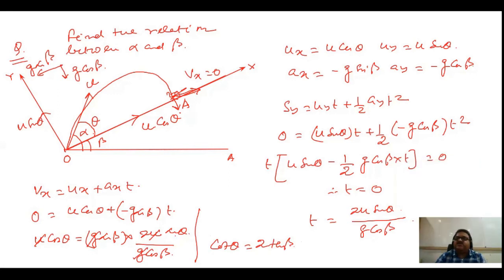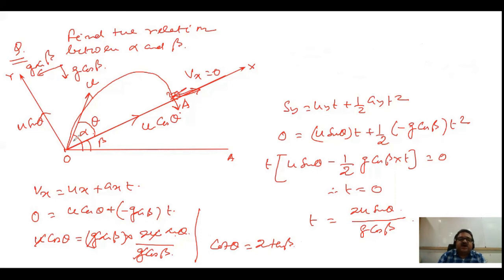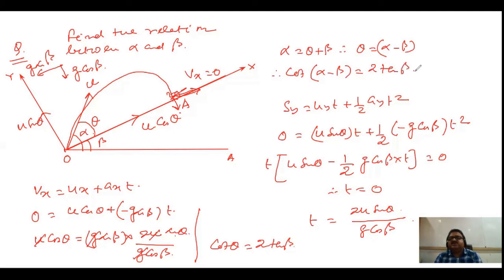But we had to find the relation between alpha and beta, not theta and beta, correct? So what to do? Look at this: alpha equal to theta plus beta. Hence theta is equal to alpha minus beta. So if I put this relation, cot of alpha minus beta is equal to 2 tan beta. This is the relation.